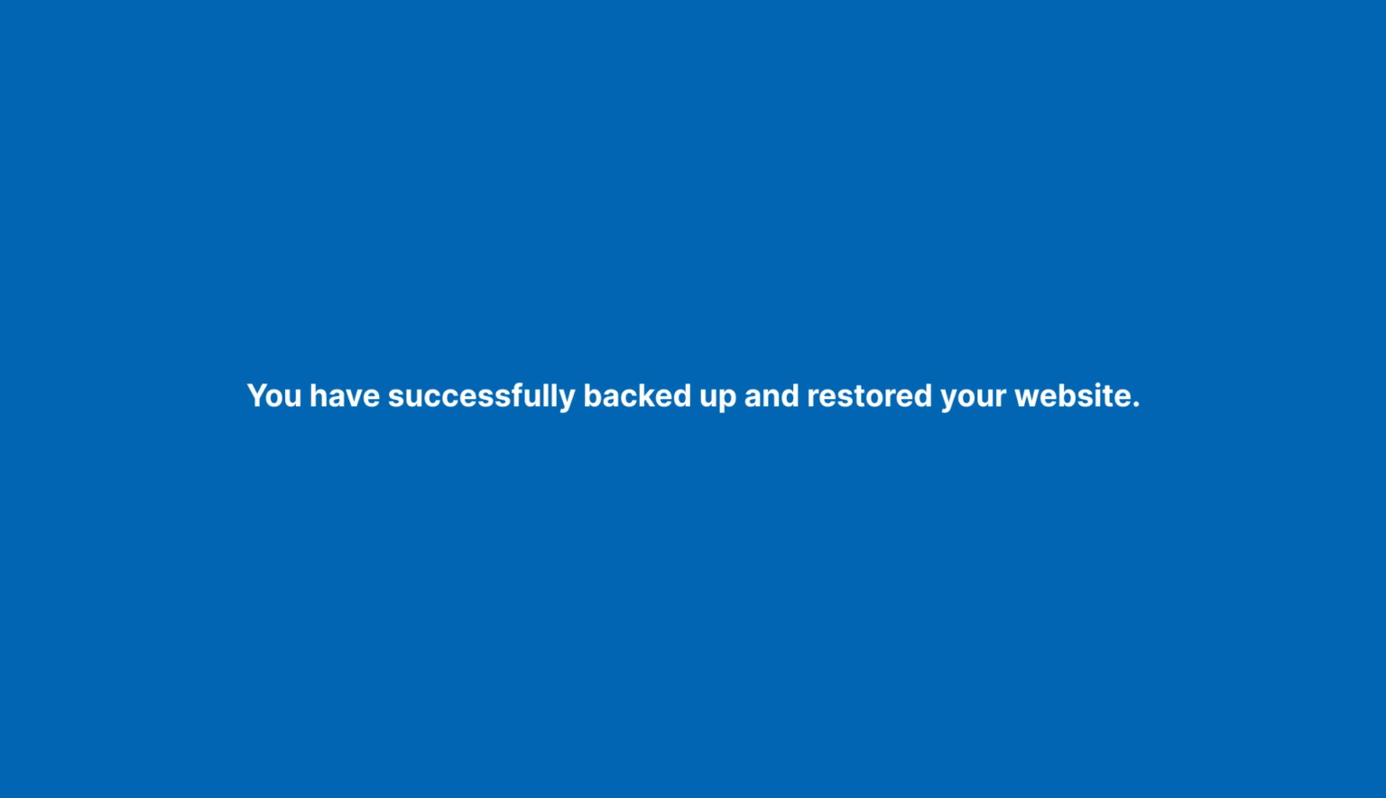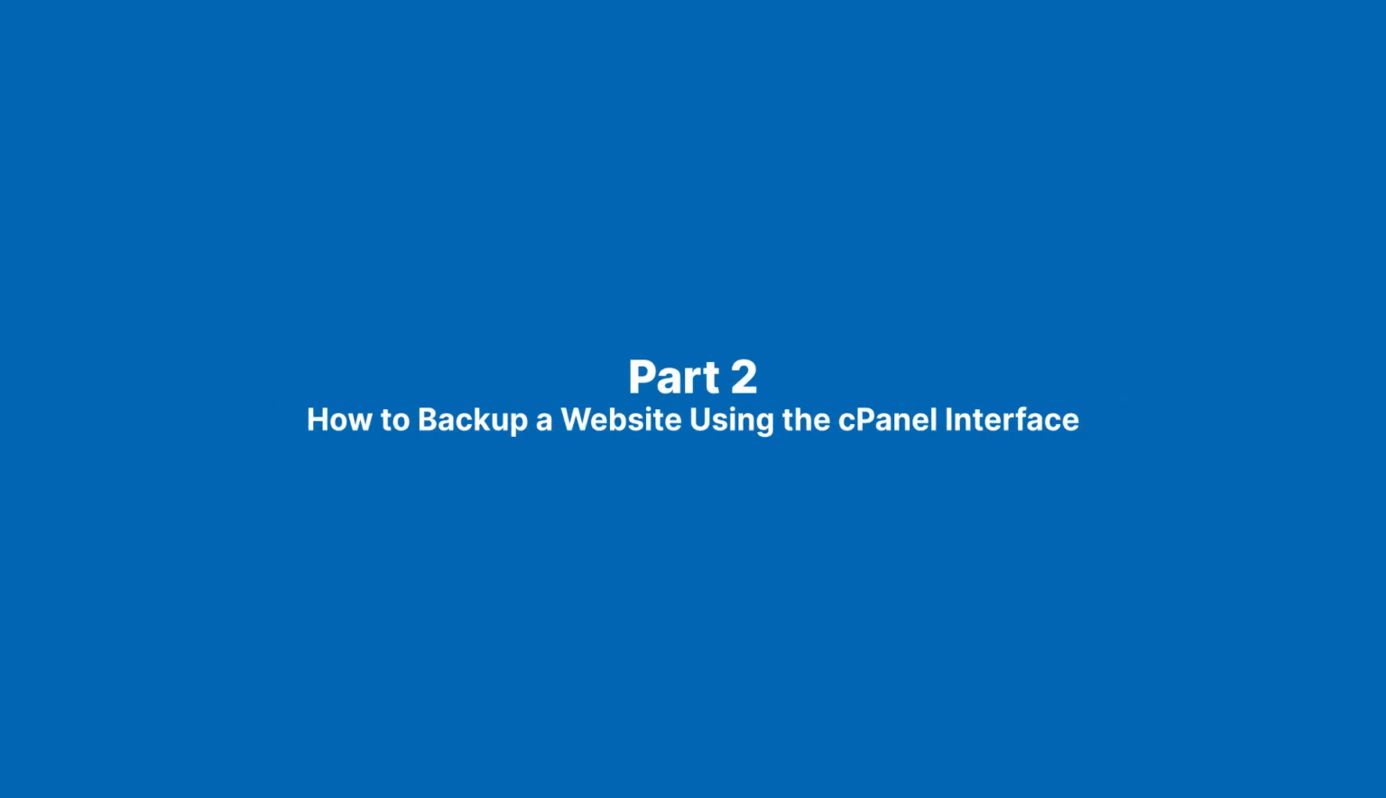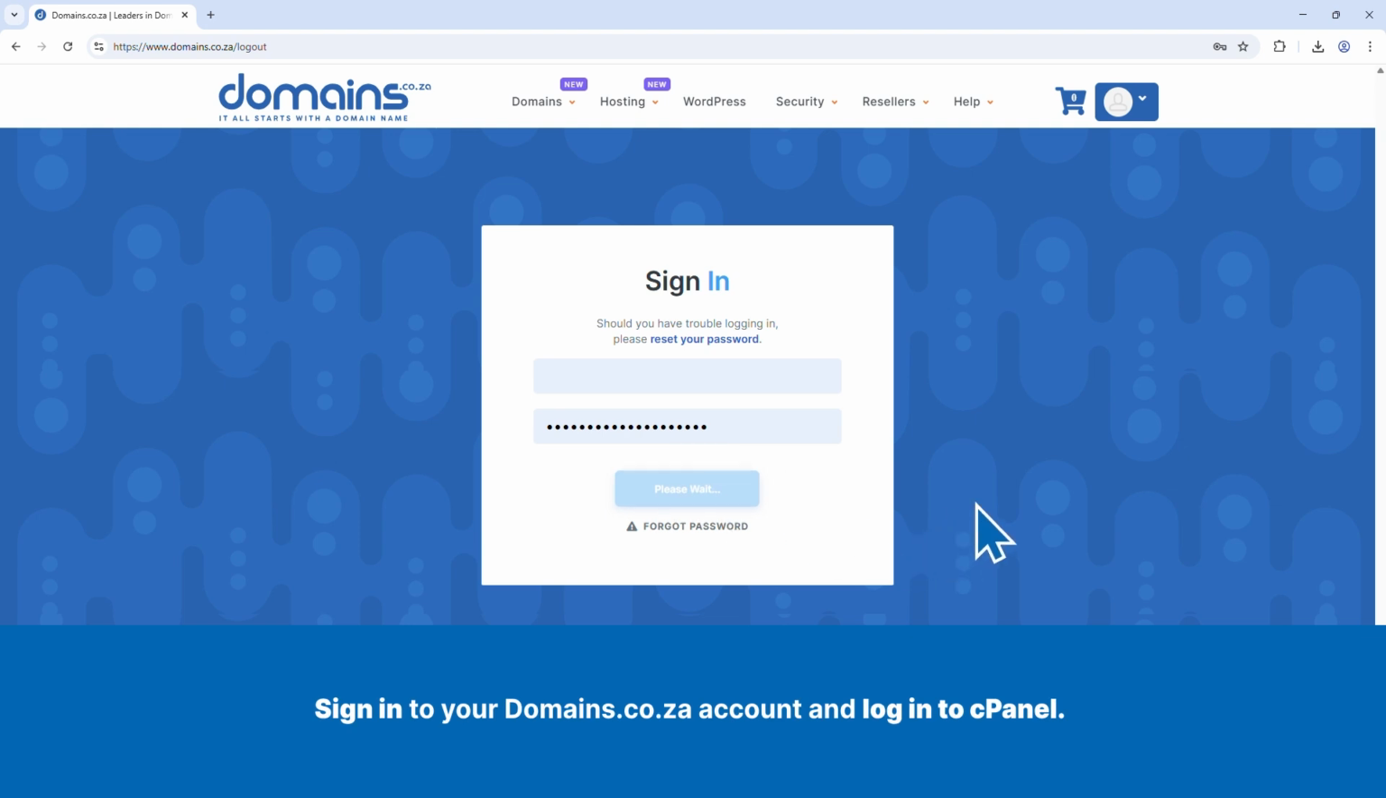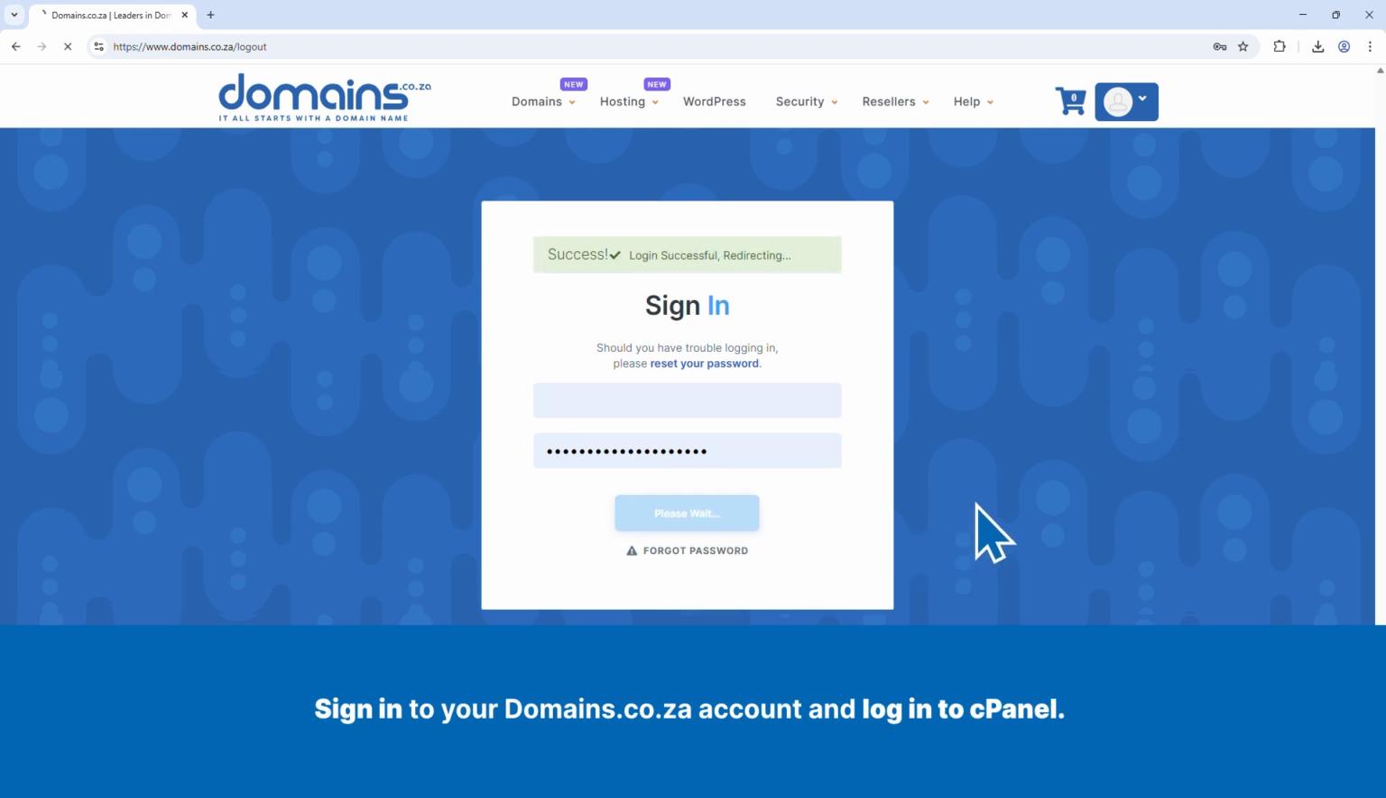You have successfully backed up and restored your website. Part 2, how to back up a website using the cPanel interface. Step 1, download and restore a copy of the home directory. Sign in to your domains.co.za account and log in to cPanel.